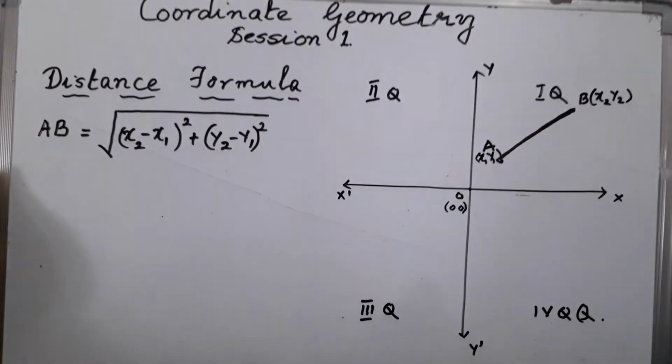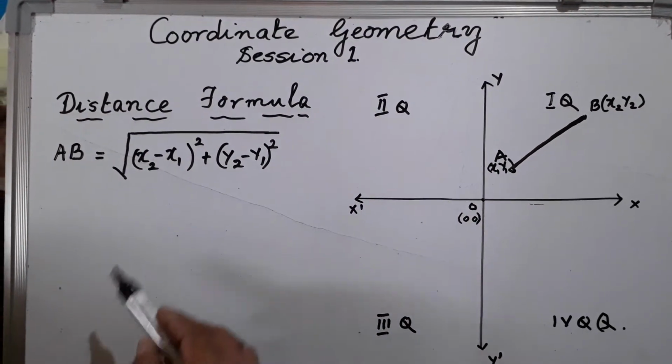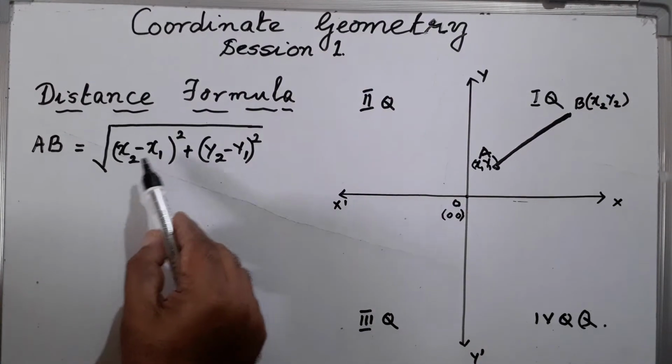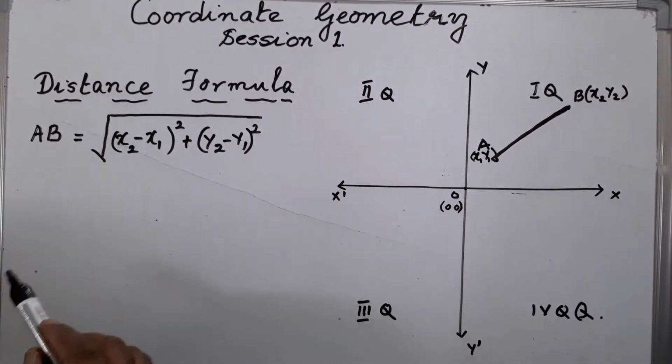So the first formula is the distance formula. The distance between any 2 points is given by root of (x2 minus x1) whole square plus (y2 minus y1) whole square.